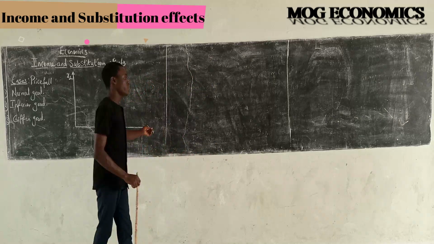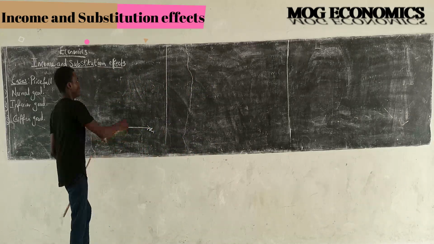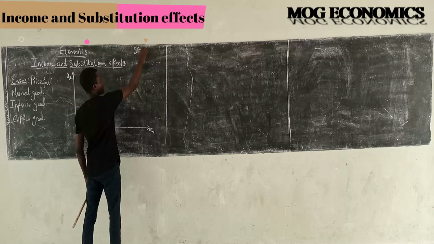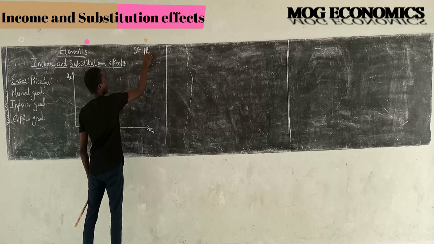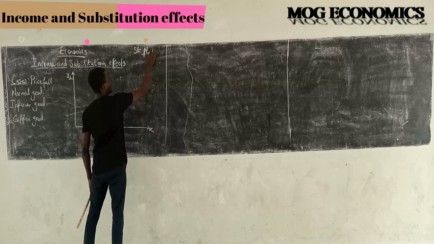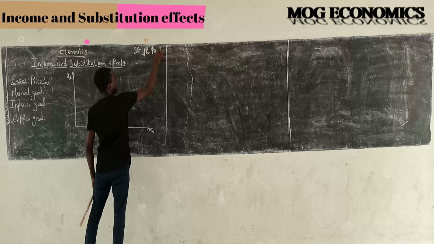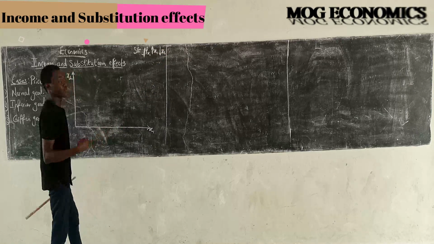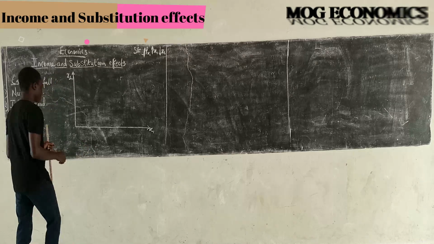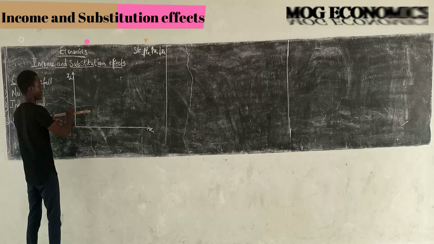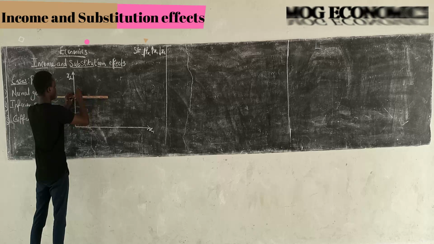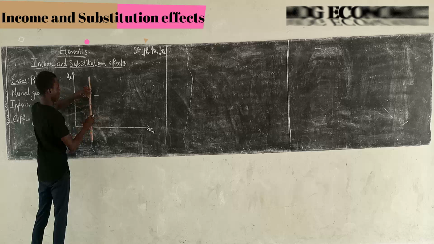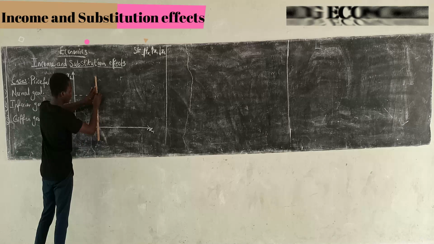Alright, so the substitution effect, SE, would say that since the price of X1 has fallen, you buy more of X1 and then you buy less of X2, which has become relatively expensive. So that's why we talk about relative prices. Okay, so now let's start from a point. So let's start from this point. I want you to understand this thing. You must understand this thing.